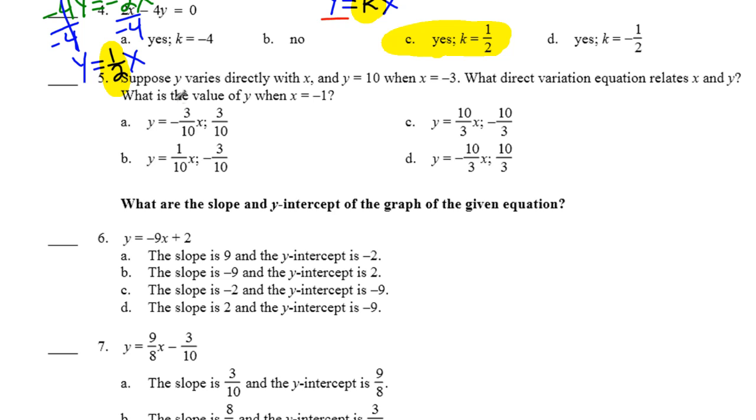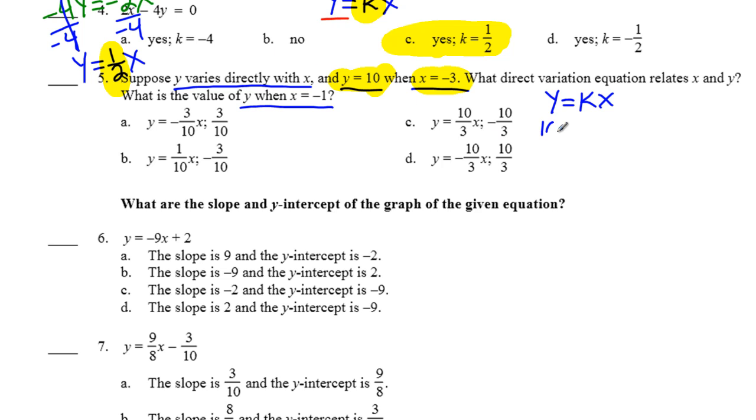Okay, and number 5, it says suppose y varies directly with x and y equals 10 and x equals negative 3. It says y varies directly with x. What direct variation equation relates x and y? What is the value of y when x equals negative 1? Alright, so since we know that y varies directly with x, that means we are using this equation. Then it gives us two numbers here. And we just need to plug those in.